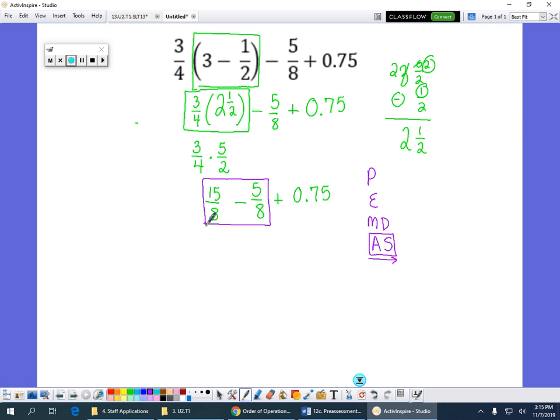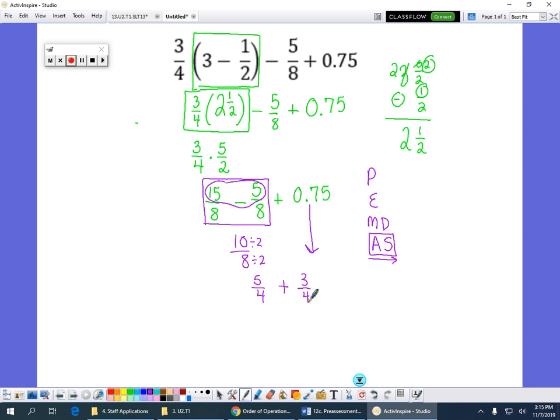15/8 minus 5/8, I just need to subtract these. So I'd get 10/8, which by the way, 10/8, both those can be divided by 2. Sometimes it's easier to simplify fractions as you go. So that would be 5/4. And then plus, and I know 0.75 is worth 3/4.